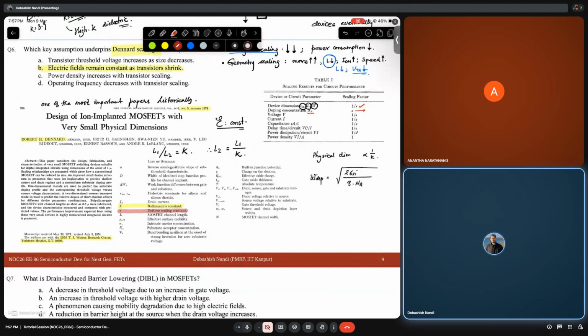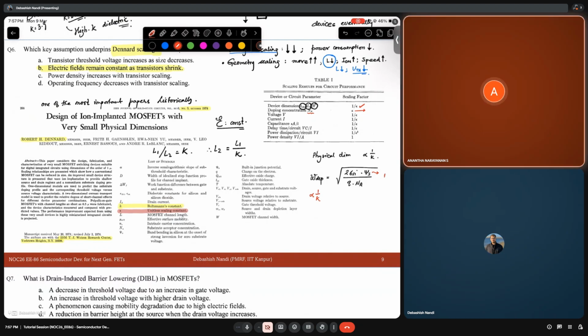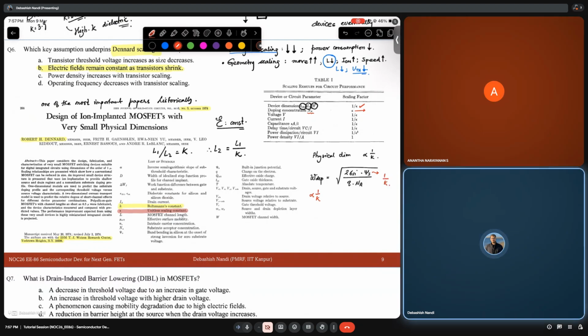So let's say this is the surface potential, right? W depth needs to be scaled by 1 over K. This psi s is scaled by what? Voltage is also scaled by 1 over K, right? Yes, sir. So to get W depth scaled like this, what should Na be scaled by?